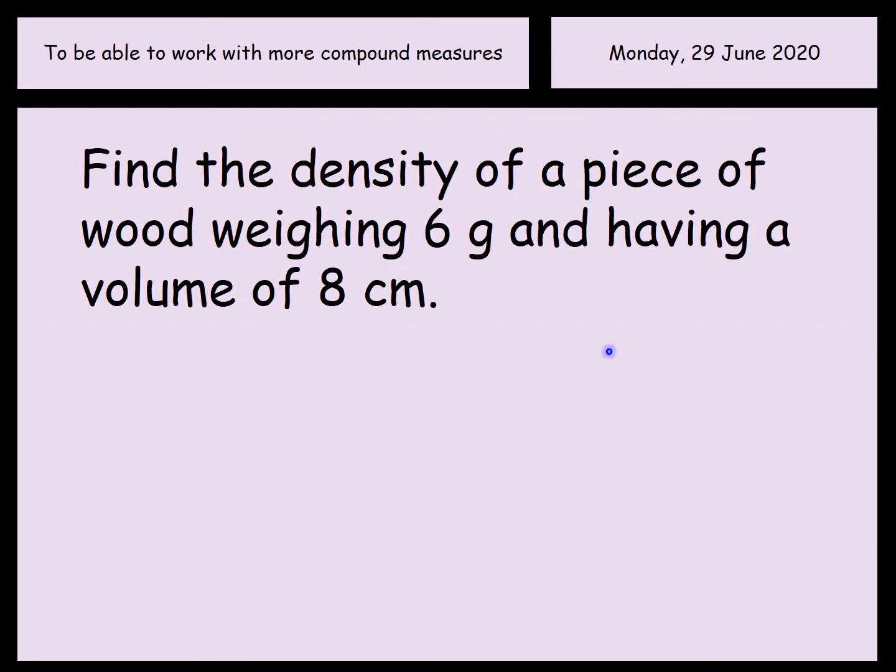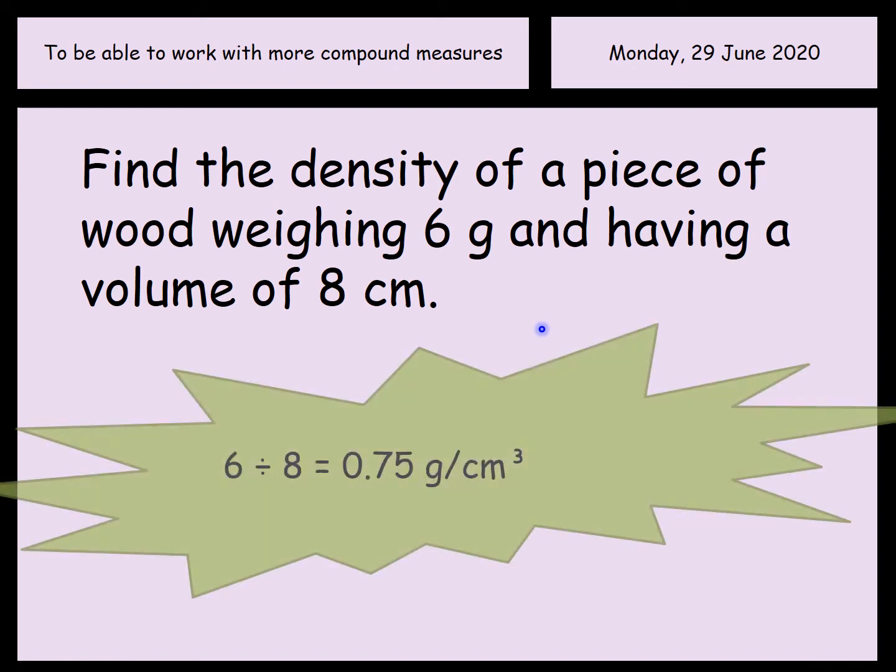So first one, find the density of a piece of wood weighing 6 grams and having a volume of 8 centimeters. Pause it, work it out, and here's your answer. So we are doing the density. So density is mass divided by volume.